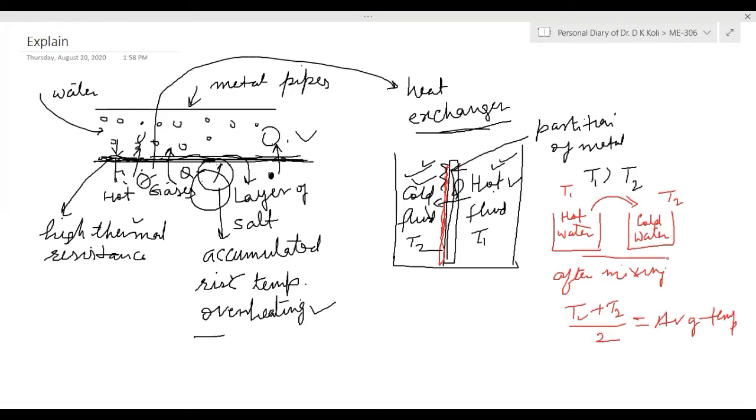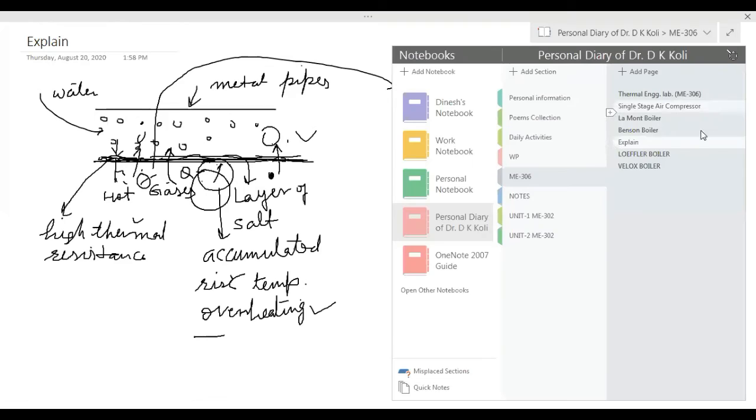Is it clear? I am just trying to first make the concept clear to you, then I will go to your boiler. Is it clear? Yes sir, that is clear. When we are mixing these two, heat transfer will be there.